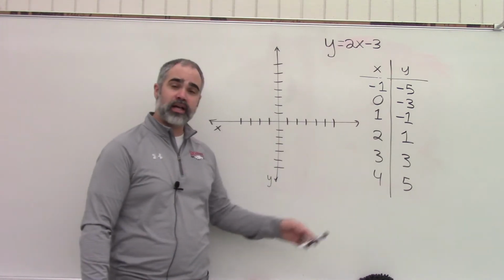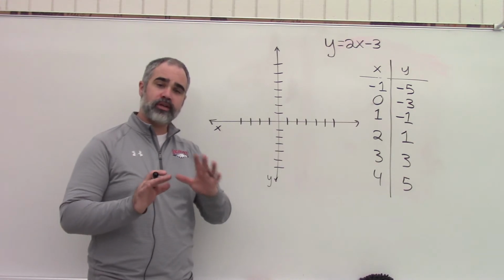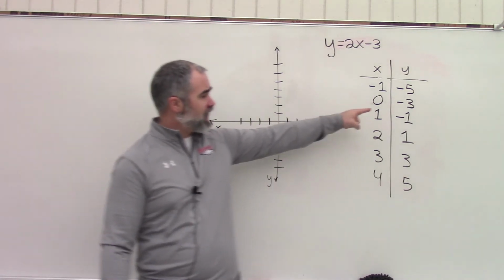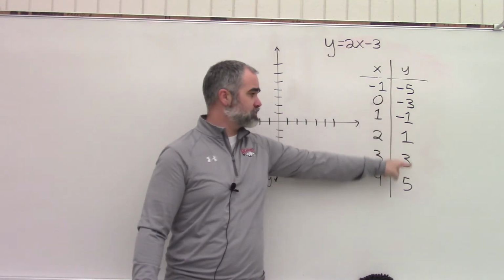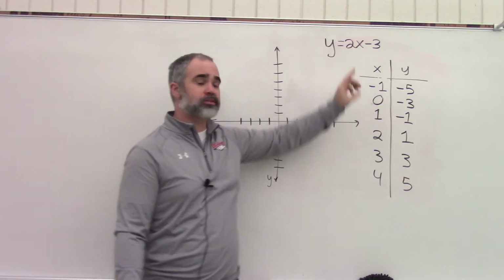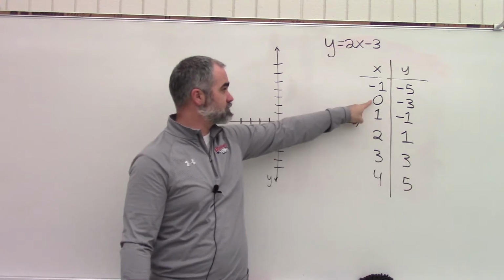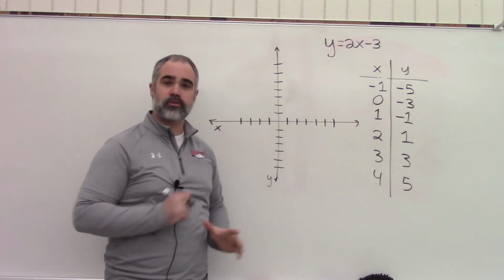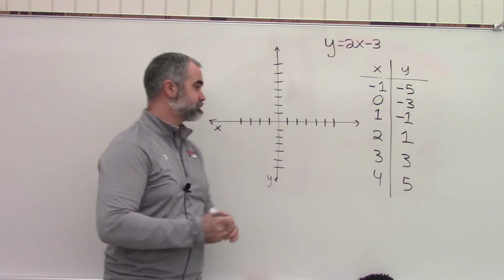So let's go ahead and plot these points. And I want to see if we can find, again, some more connections. We saw that the pattern showed up in the y values, that it was adding 2 each time. And we saw the 0 term showed up when x was 0. Let's see if we can see any further connections with the actual graph.